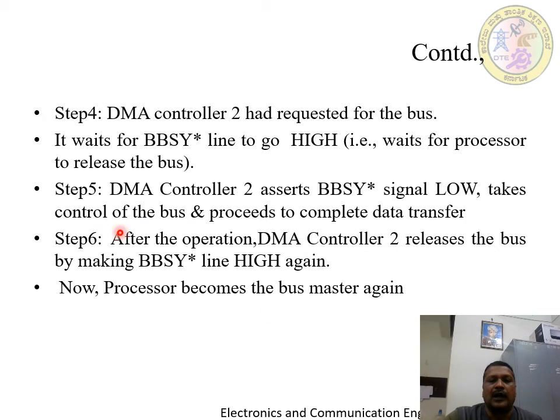So when the DMA has completed its task, that is, the transfer of data, it sends a high signal on bus busy bar. Now the bus master goes back to the processor.